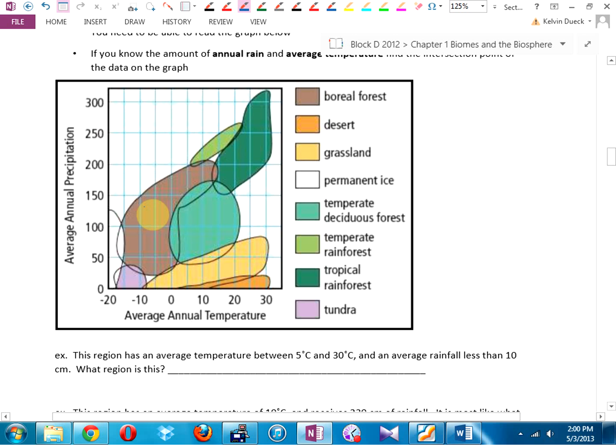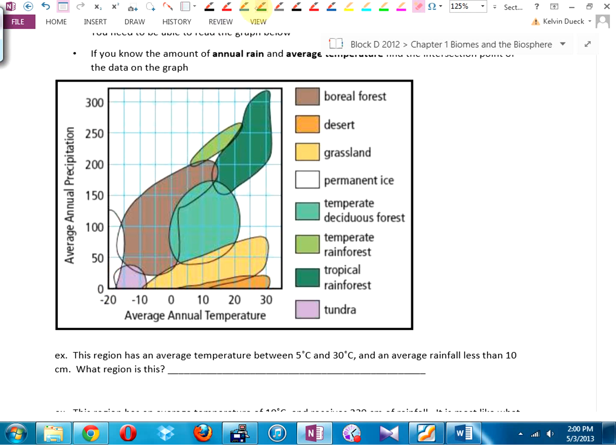It says this region has an average temperature between 5 degrees and 30 degrees Celsius, and average rainfall less than 10 centimeters. So you're a scientist somewhere and you've put a weather station in and you've left it there for a year, and after 1 year it's told you that the average temperature ranged between 5 and 30 and the average rainfall was about 10 centimeters. What's likely the biome that you're in? Let's see. Average temperature in this area, average rainfall in this area. Where's the overlap? Right there. Someone said it already? Probably desert.